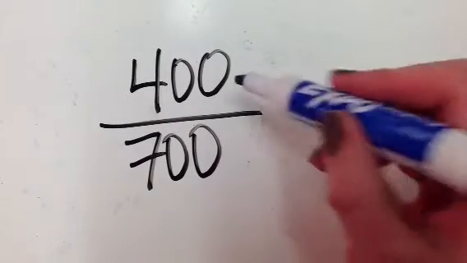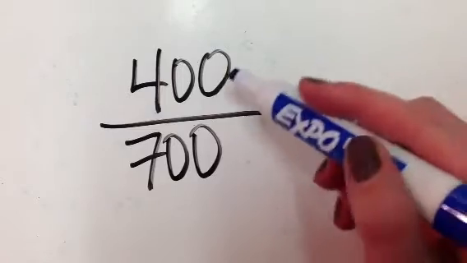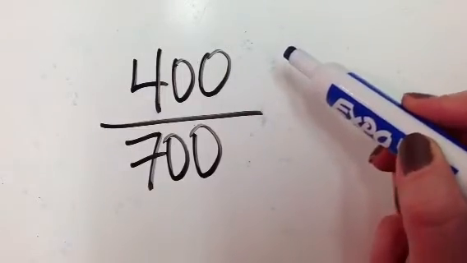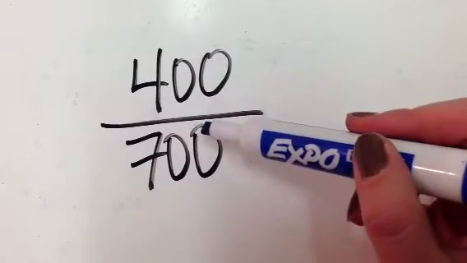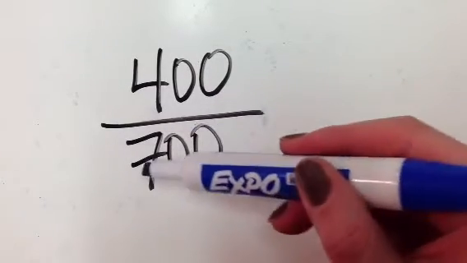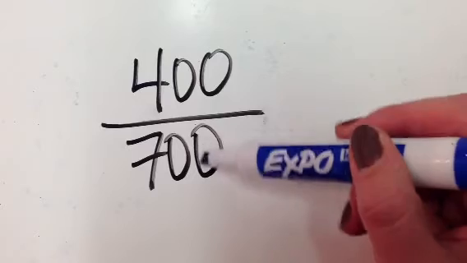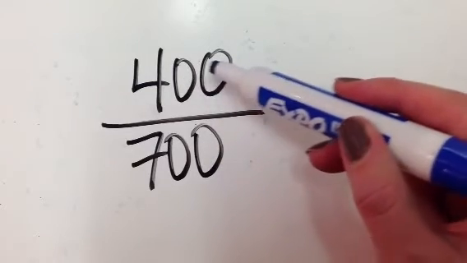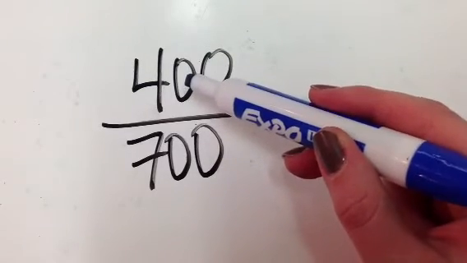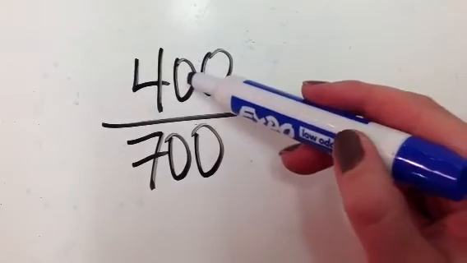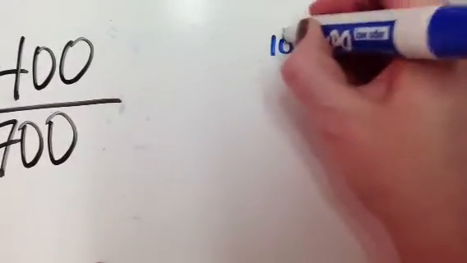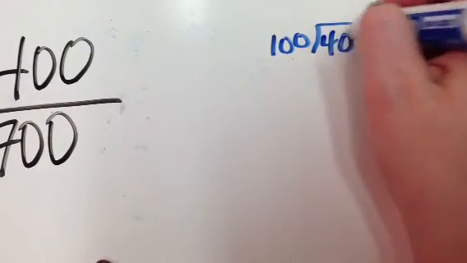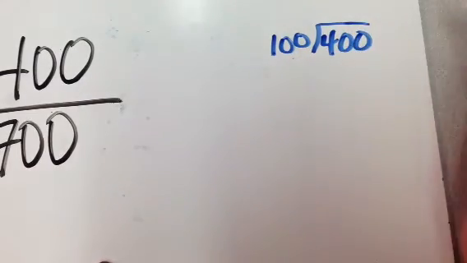Here's 400 over 700. And again, I could list out all of their factors, but that's a lot of work. These are big numbers. So if I'm going to look at them, I could say, well, 10 could go in because I see I've got zeros. But in this one, I actually have 2 zeros on the end. So that means I could take out 100. And again, I could go 100 into 400 and do all the math for that.